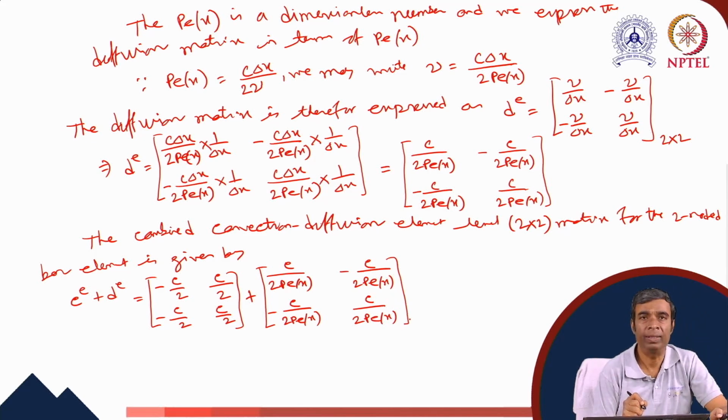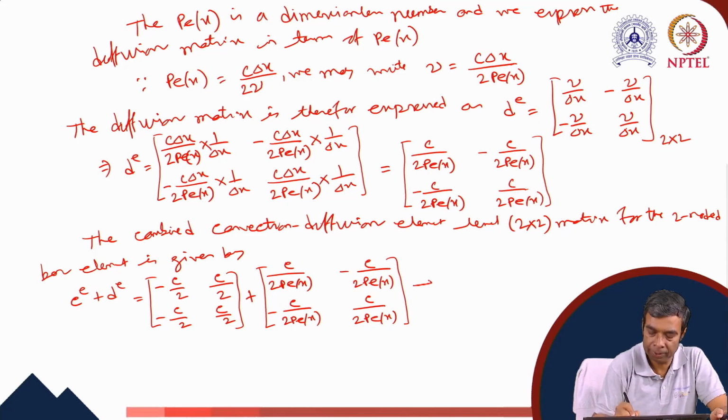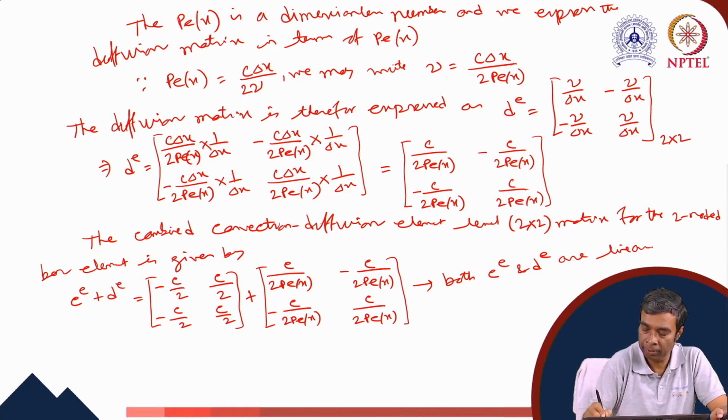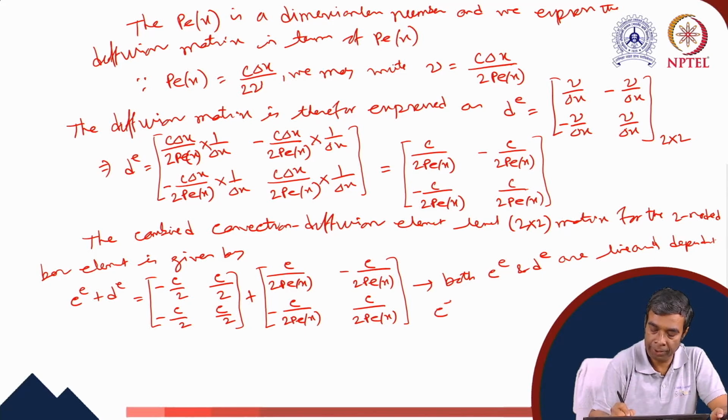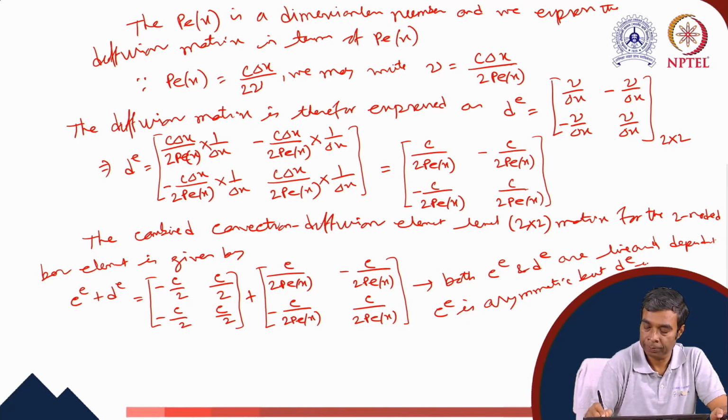If we see these two matrices, both of these matrices are linearly dependent. Both CE and DE are linearly dependent. CE is asymmetric, but DE is symmetric. Therefore, CE plus DE must be asymmetric.